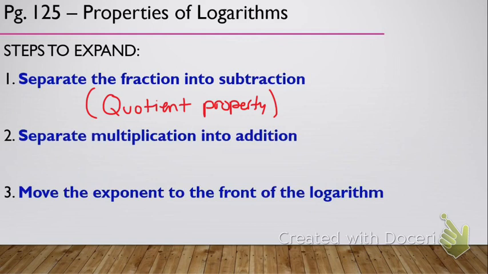Okay, second step. After we've separated our quotient into subtraction, we look for where there's multiplication. Okay? So anywhere where there's multiplication, we expand each of those out into addition. All right? So which property are we using here? Product property. Yep. So step 2. We look for multiplication, we use the product property.